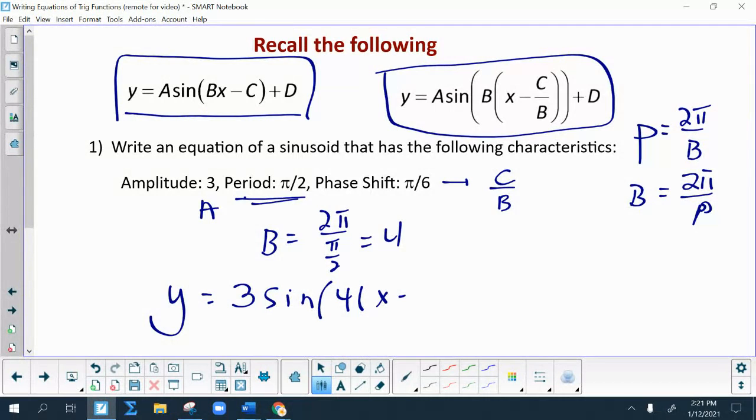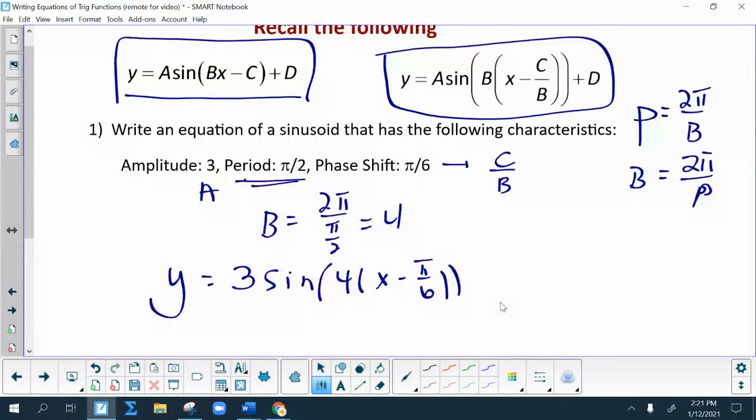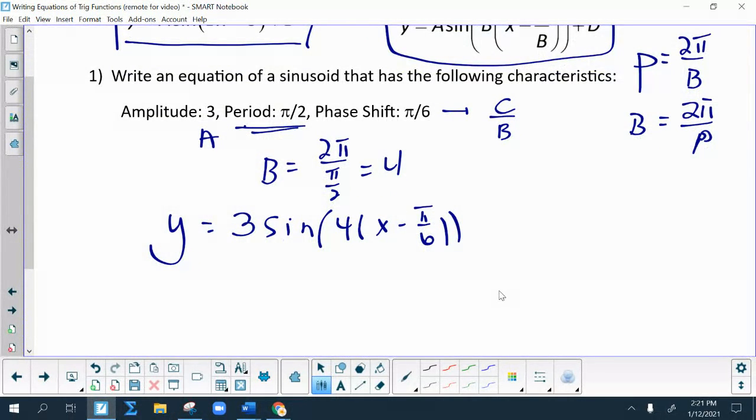I'm going to write it in factored version to start off with: x minus pi over 6. There's no shift up or down, so there's no d. And you can just leave it like that if you prefer, or you could multiply the 4 in and you get 3 sine of 4x minus 2 pi over 3.